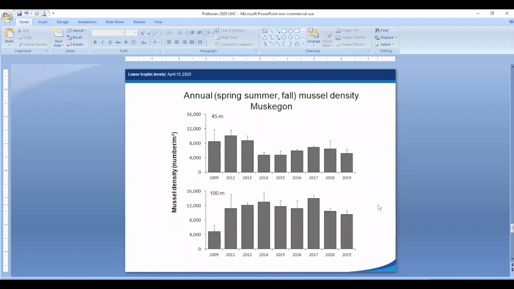The caveat for the offshore data is, even though the numbers are declining, those are really small mussels, and so they continue to grow, and so our biomass is probably still actually increasing in the offshore.